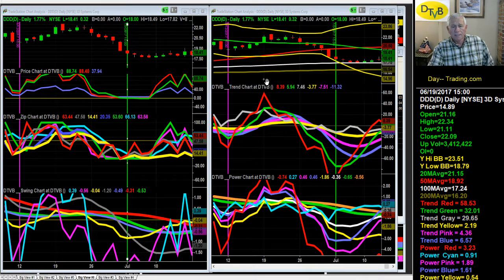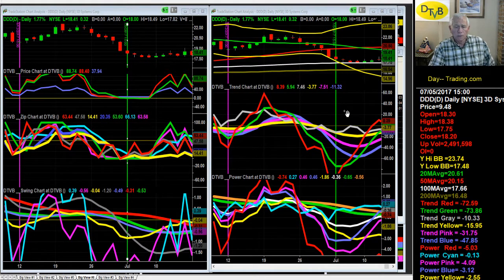We've basically got a downtrend until the day after the green vertical line, when trend red crosses over and above the green line. That basically ends the downtrend. And it pretty well does with the candles too. It's kind of amazing how it works.